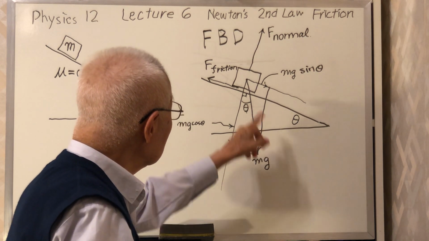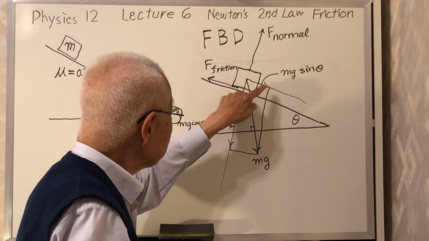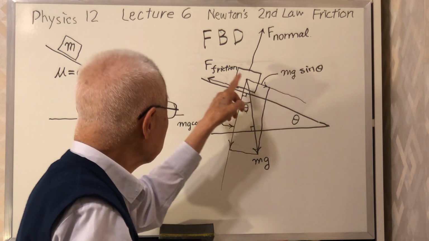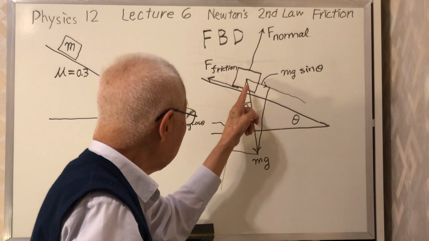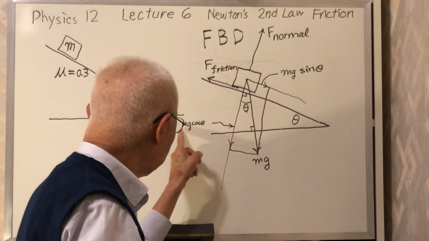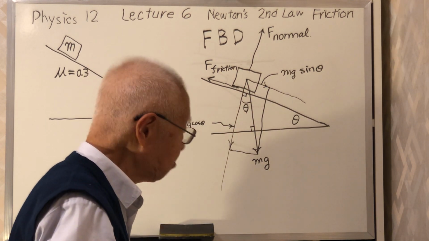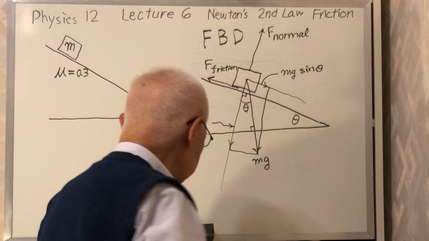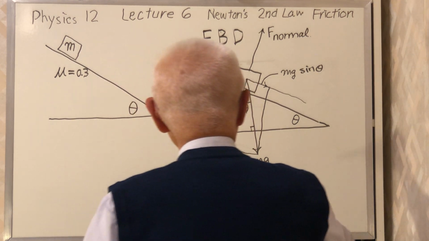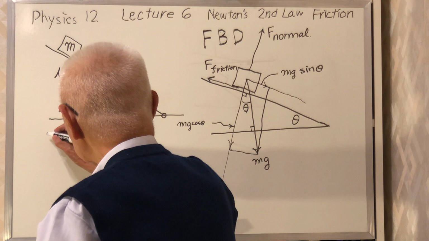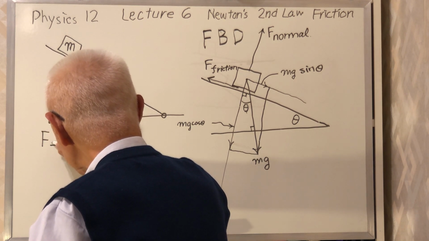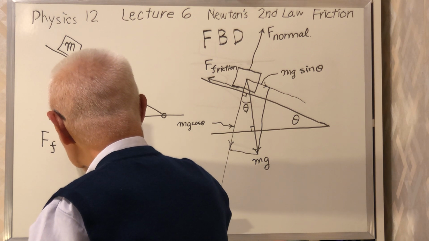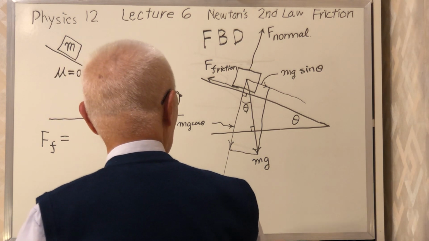So, this force, mg sine theta, must equal the friction force. And the normal force must equal this component, mg cosine theta. So, this is the condition. F friction is equal to mg sine theta.